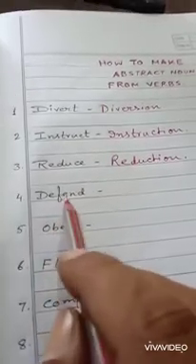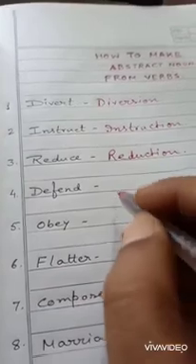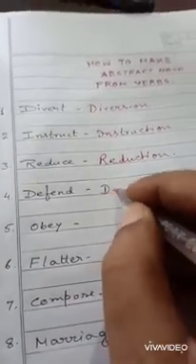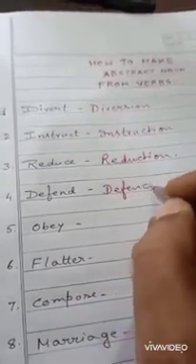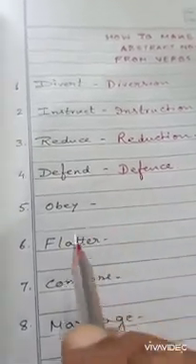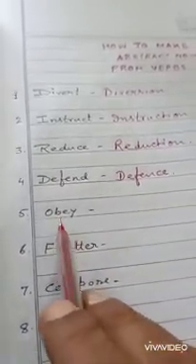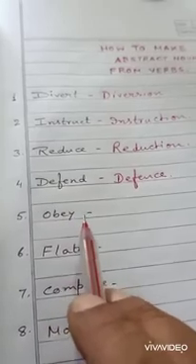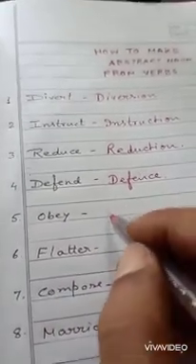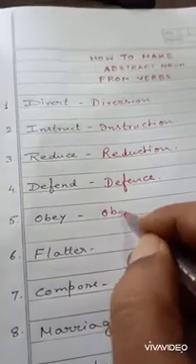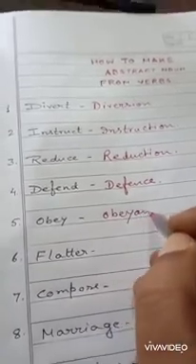Now fourth word is defend. So what will be the abstract noun of defend? It will be defense. Now question number 5. Obey. So what will be the abstract noun of obey? It will be obedience. Obedience.